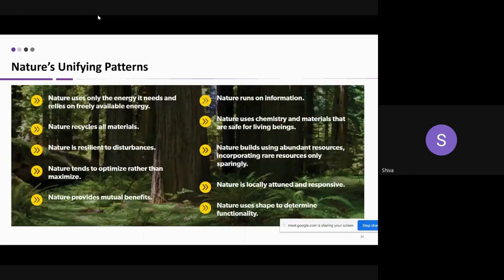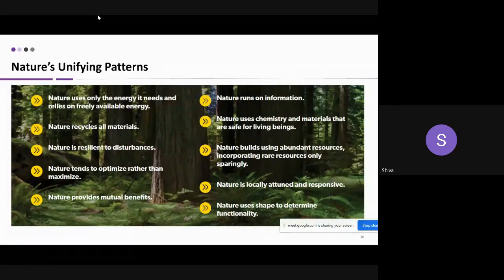Now, this is my final slide. Look at this, okay? It's called nature's unifying patterns. Now, this is my favorite. I can talk all day long on this. These are the principles that nature uses for itself. The first one, nature uses only the energy it needs and relies on freely available energy, which is exactly the example of the mobile charger. When I'm cycling around the campus, I'm creating energy. Now, why should I go and plug my charger to external energy when I am creating energy myself? And why can't I use that to charge my phone?